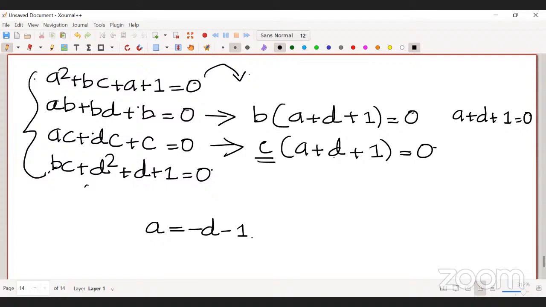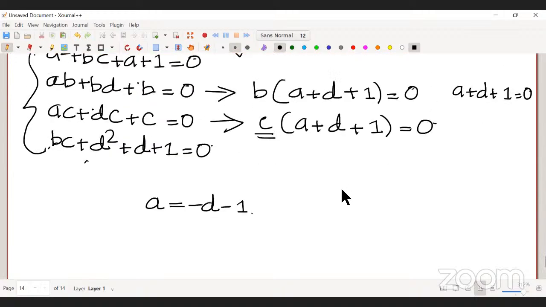Yes. Correct? So now we can actually take some numbers. Let's say we take two numbers A and D such that they satisfy this condition. Let's say take A to be 1. Then what will be the value of D? D is -2, right? So if I take A to be 1, then D is -2.